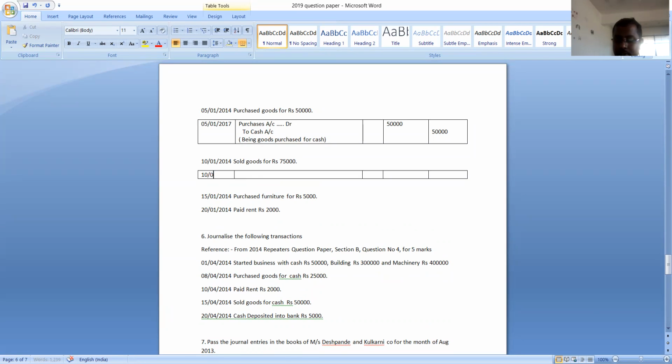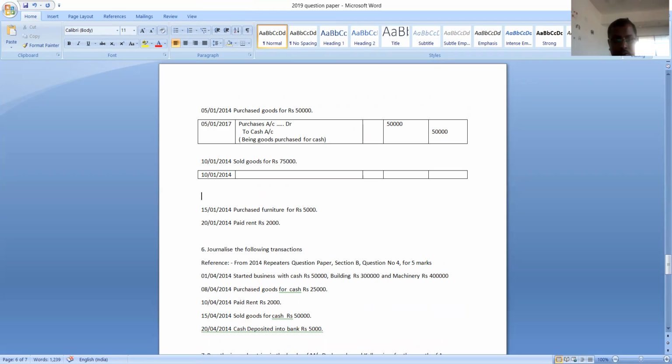Let us write the date. It is dated 10th January 2014. What is the transaction? Sold goods for rupees 75,000. We sold goods for rupees 75,000.